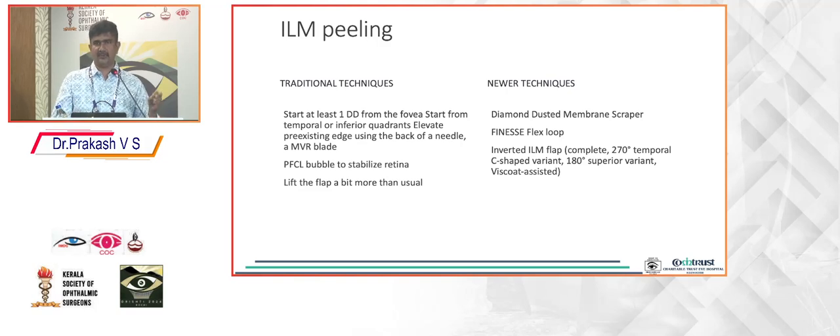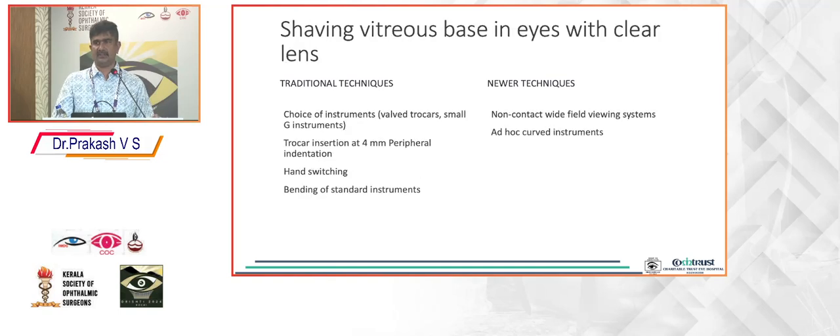When you have to use an inverted flap or something, the flap usually goes away. So you can use a PFCL to reduce the mobility of the flap. But nowadays, for beginners at least, there are instruments like the Finesse loop which can be used, which are very safe. You can scratch on the retina and raise the flap so that you can easily get access to the ILM.